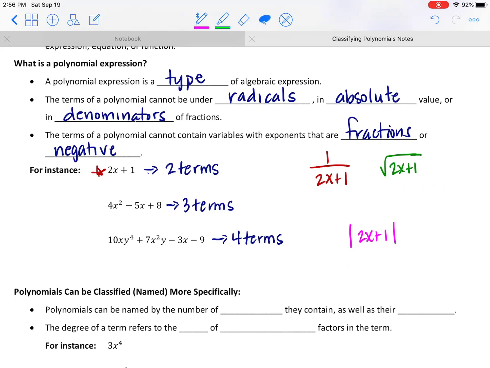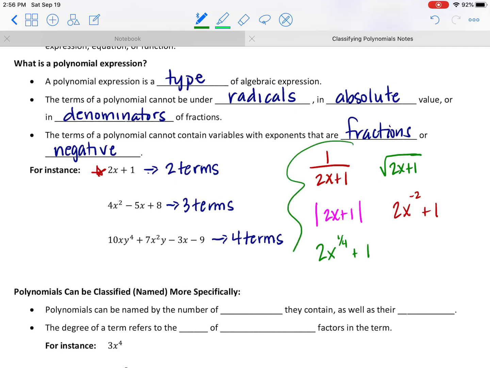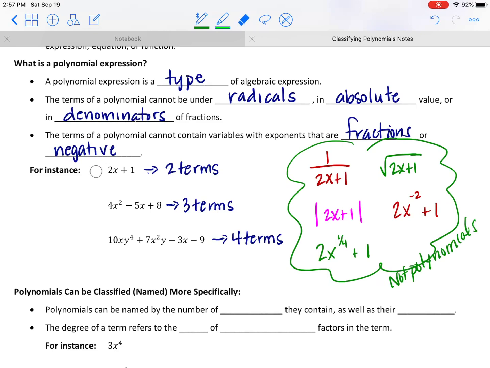I don't want you to freak out about those, but just so you can see a few more non-examples. Again, if my 2x plus 1 became a 2x to the, let's say, negative second power plus 1, that's no longer a polynomial because we can't have negative exponents. Or if we had, let's say, 2x to the 1/4 power plus 1, we don't want any fractional exponents as well. So all of these guys in this little bubble are not polynomials. Some non-examples. Okay, so hopefully that makes sense.